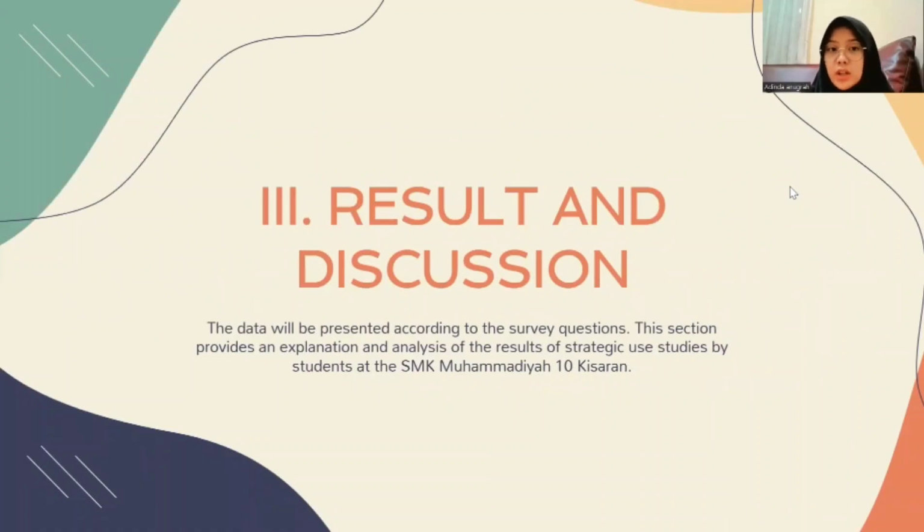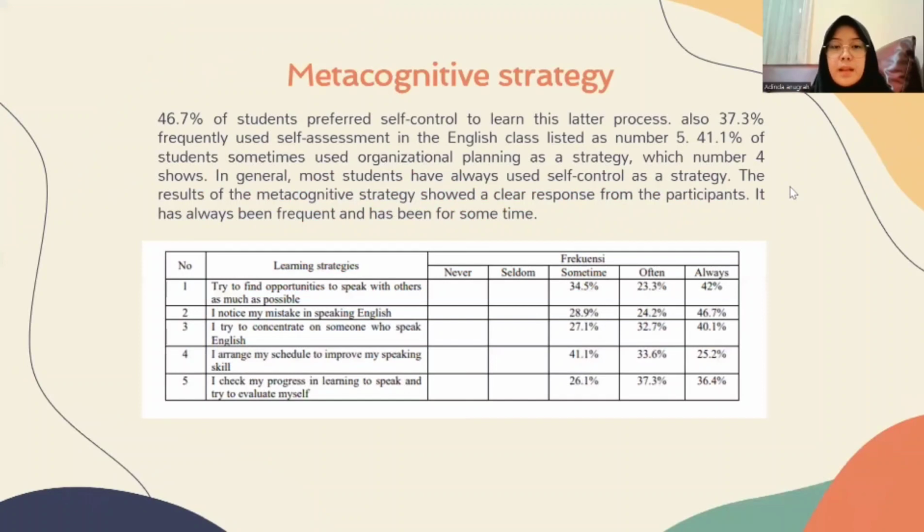Next, results and discussion. The data will be presented according to the survey questions. This section provides an explanation and analysis of the results of strategy use studied among students at the Muhammadiyah Kisaran Vocational High School. Next is metacognitive strategy.